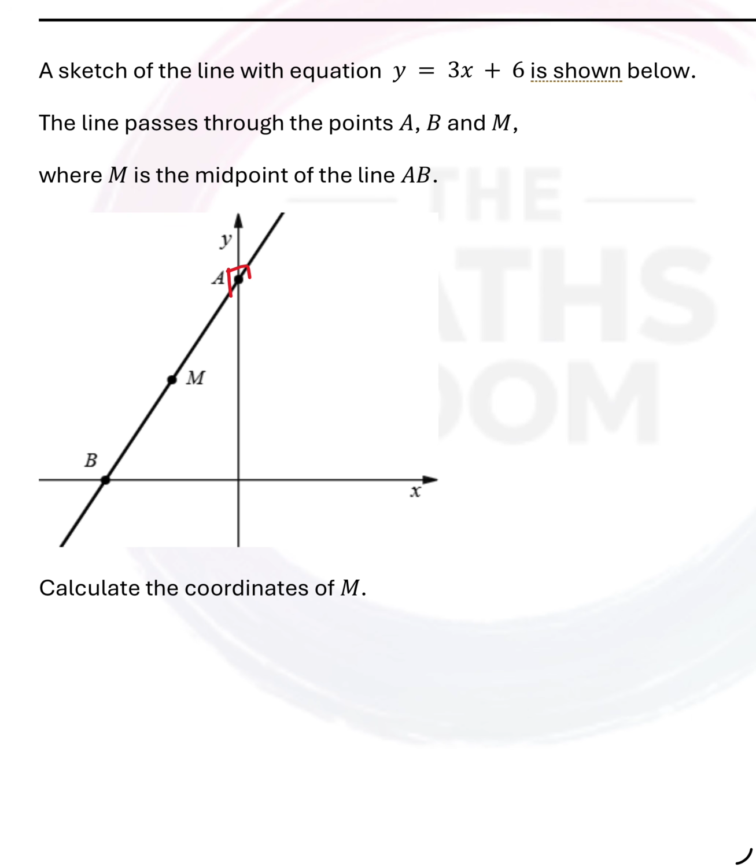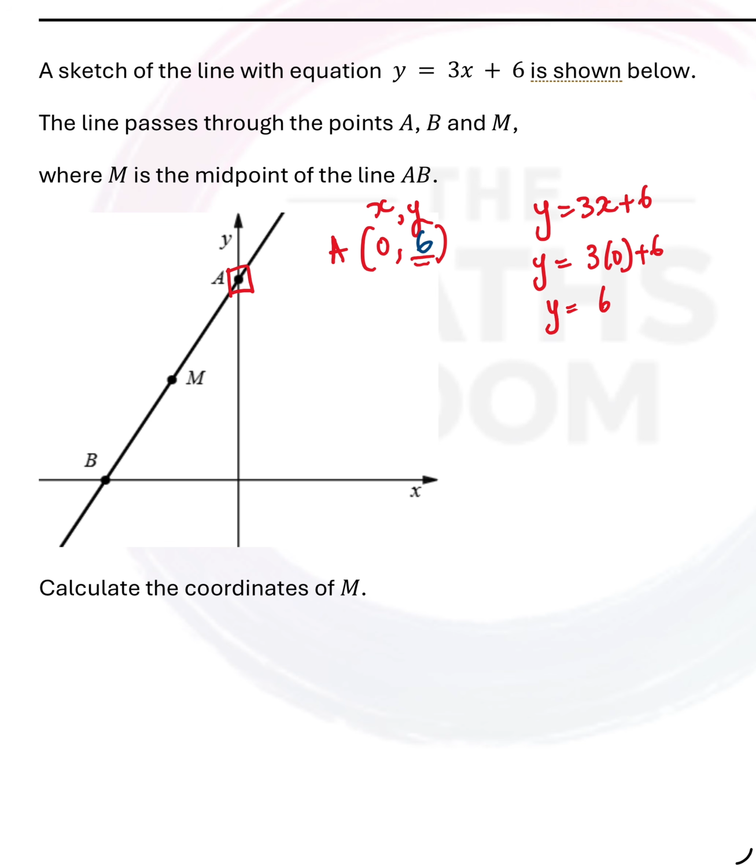Looking at point A, it crosses through the y-axis, which means that my x in this case is going to be 0. We need to find our y. So my equation is y equals 3x plus 6. I know my x coordinate, not my y. So y is going to be 3 lots of 0 plus 6. So y is going to be 3 times 0 is 0, so 6. So my coordinate here is going to be (0, 6).